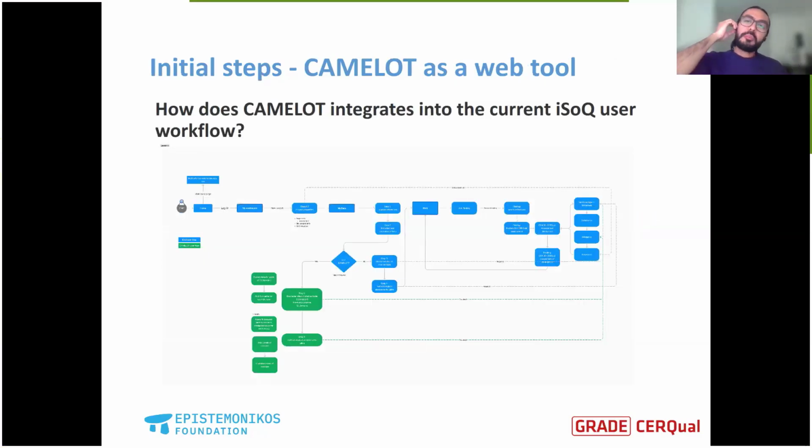So the initial steps for tackling this problem was analyzing the current workflow that the user follows in the iSoQ tool, and identifying, of course, all the pieces where we have to make some kind of modification in order to implement the CAMELOT assessment tool.